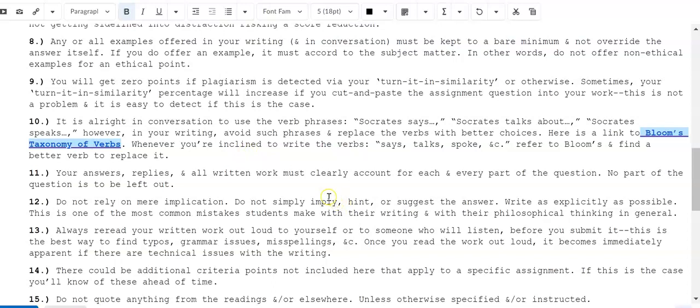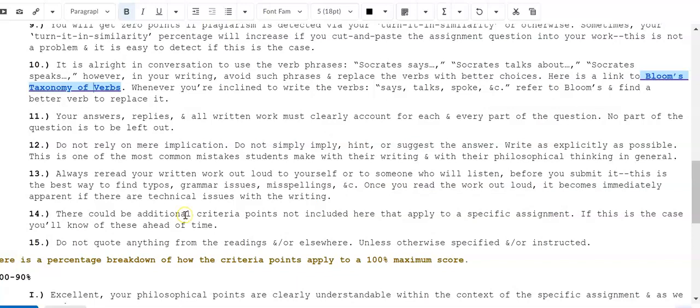11, your answers, replies, and all written work must clearly account for each and every part of the question. No part of the question is to be left out. This is key. Okay, this is the easiest way to lose points, is if I'm looking at my question and I'm like, student didn't reply to X, Y, or Z part of that question. That's the easiest way to lose points.